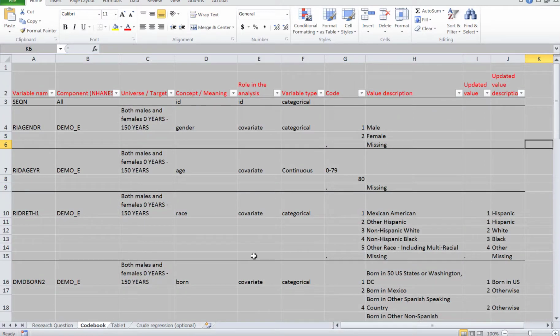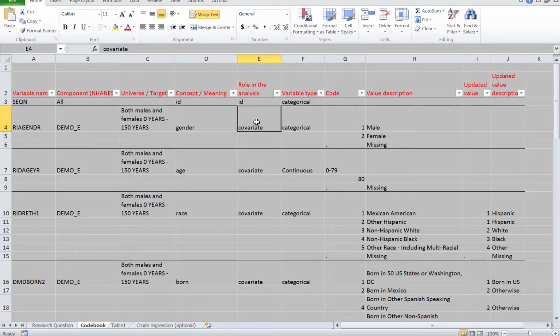In terms of code book, this is the worksheet where you will be spending most of your time. See, this is the age variable, right? So in that age variable, what is the name of that variable in the dataset? So in here I was working with an enhanced dataset. I got that variable from a demographic component, and what was the target or universe for that particular variable. What is the meaning of this particular variable? What is the role in the analysis?